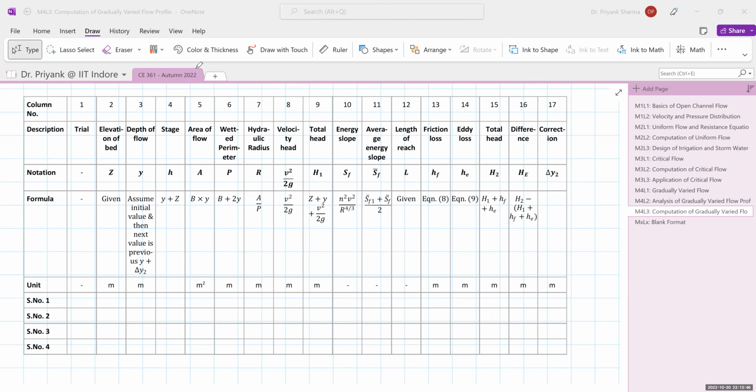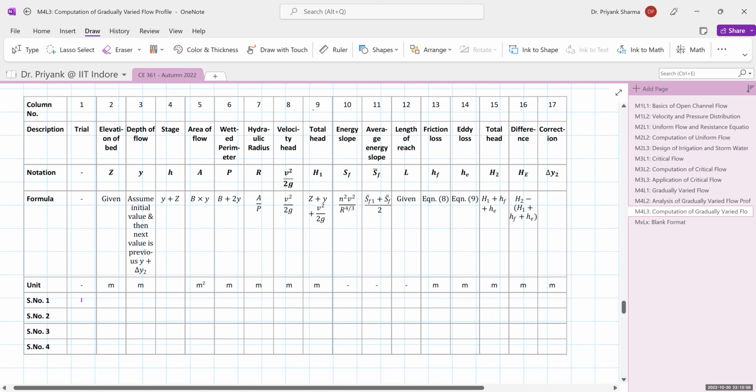You are given, let us say you assume a trial. So you start with a trial value. Let us say this is your first trial. The elevation of bed is given to you. So I've written here, it is given. The depth of flow. So initially you have to assume a depth of flow. So let us say I assume x meter. Don't assume a very big value. Assume, let us say, 2 meter or 3 meters. So something like that value you will assume.